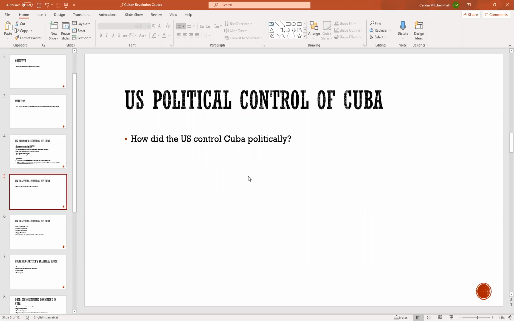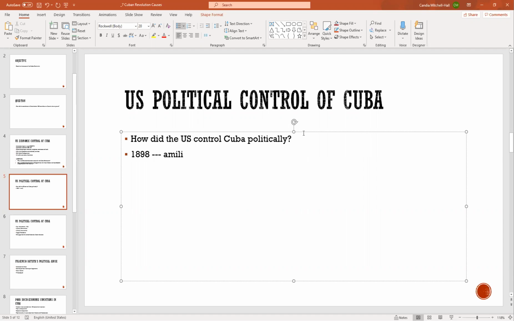Immediately, so the war would have ended in 1898. And then the Americans control Cuba. Who did they have there immediately after? Reagan. They appointed a military governor. So they appointed a military governor immediately to control things in Cuba.